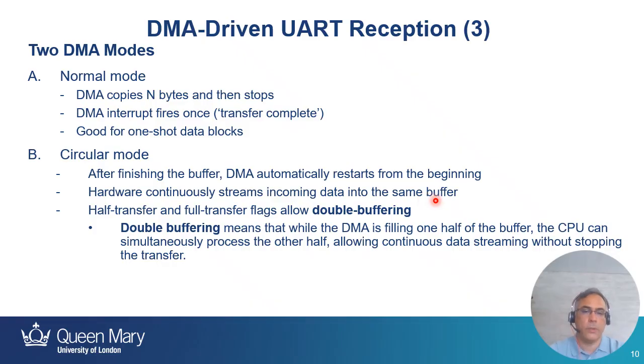We can use half transfer or full transfer flags in combination to produce this. We can use something like double buffering. Double buffering means that while the DMA is filling one half of the buffer, the CPU can simultaneously process the other half, allowing continuous data streaming without stopping the transfer. So when you fill one half, you are at the same time processing the other half. This speeds up the process.